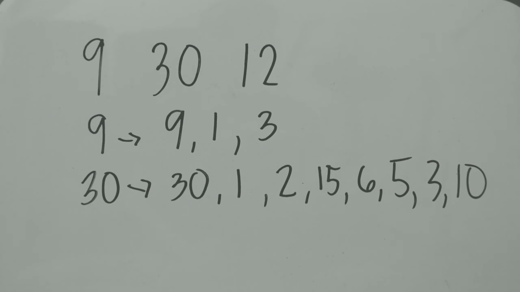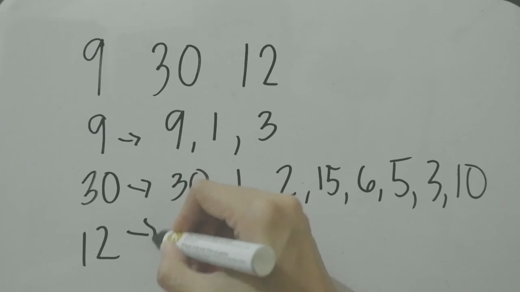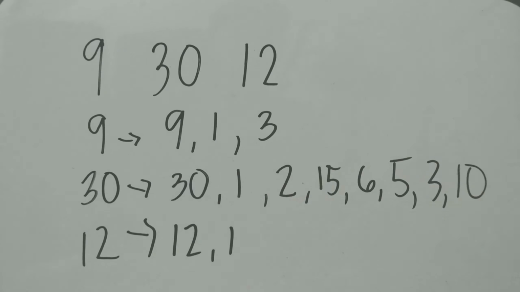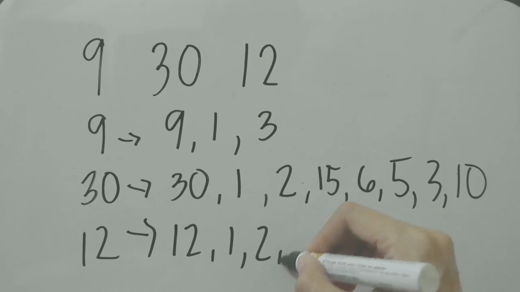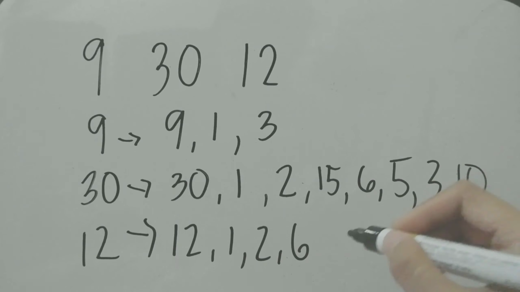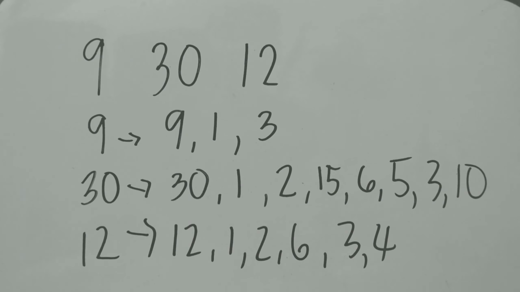Now we are going to proceed with 12. So we're going to write down 12 and 1. 2 and 6 are also factors of 12. And also we have 3 and 4. So the factors of 12 are 12, 1, 2, 6, 3, and 4. So we already listed down all the factors of our given numbers.